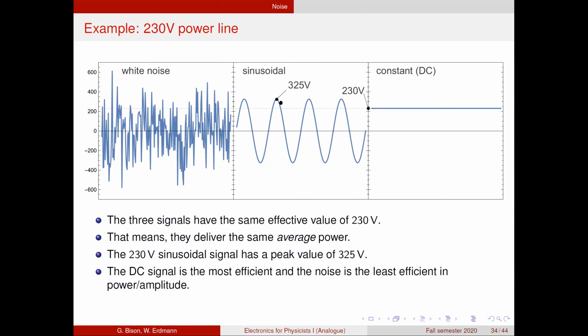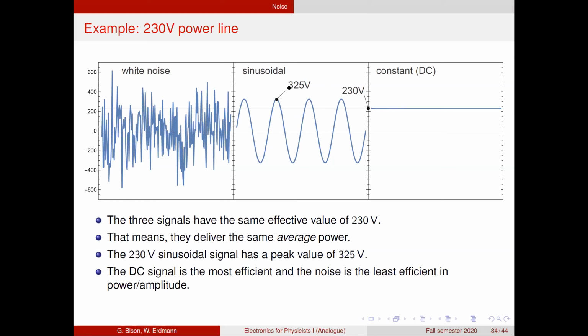But of course, in order to generate the same power as this one, it has to be a bit larger in the peaks because in between it's smaller. So just to compensate for that, you need a larger value. And for the common 230 volts that we typically have, the peak voltage needs to be almost 100 volts higher.